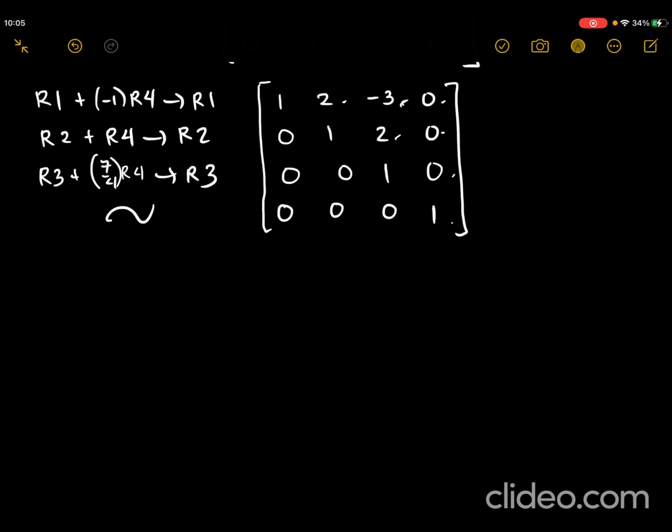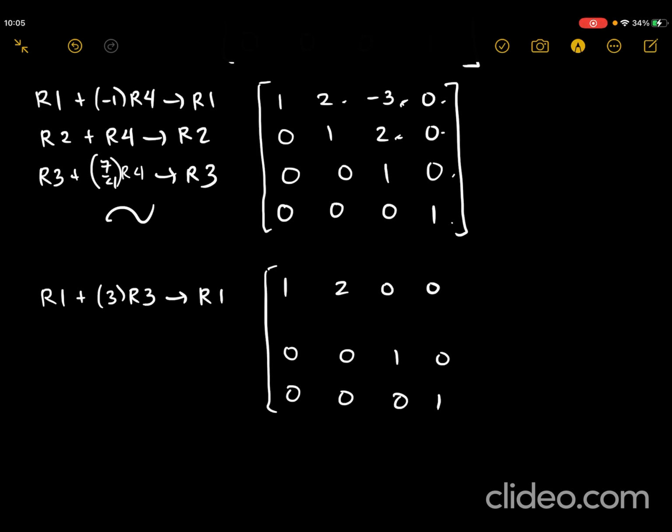So to eliminate these, we use R3. For R1, we multiply 3 to R3, add it to R1, and you get 1 2 0 0 in the first row. In the second row, we multiply -2 to R3, add it to R2, and use it as the new R2. You'll get 0 1 0 0.